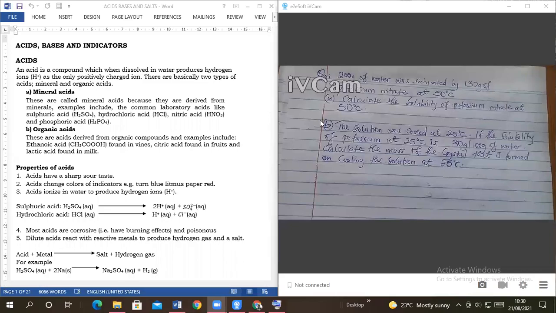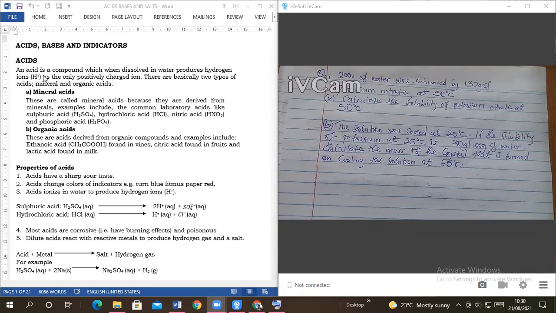An acid is a compound which, when dissolved in water, produces hydrogen as the only positively charged ion. So if you dissolve something in water, at the end of the day, you must be in a position to produce hydrogen as the only positively charged ion.